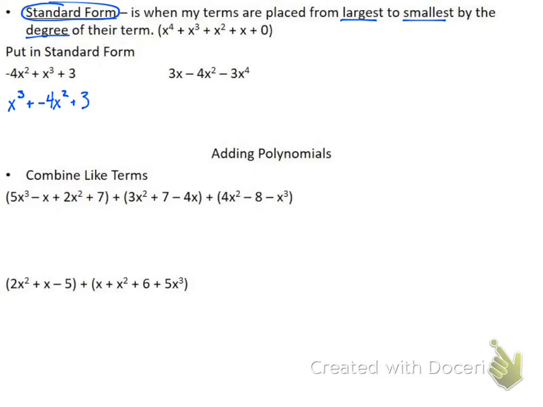And so I put it in standard form, and then if I wanted to name this based on degree and based on the number of terms, the degree is going to be 3, so it's going to be cubic. The number of terms, there are 3 terms, and so it's going to be a trinomial. So this thing is a cubic trinomial.